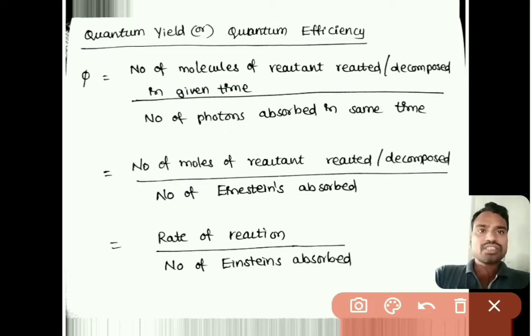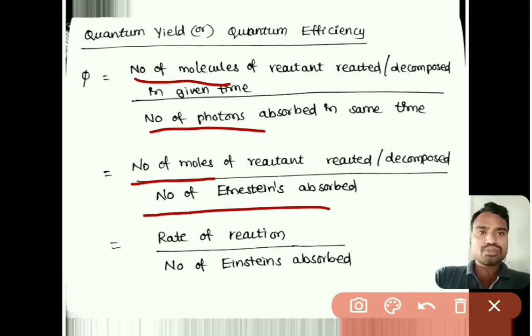So as per Stark-Einstein's law, for one molecule, one photon will be absorbed in the primary process. So whenever there are molecules, that many photons would be there. Whenever there are moles of reactant, that many Einsteins would be there. So this is quantum yield, which we have discussed earlier, right?